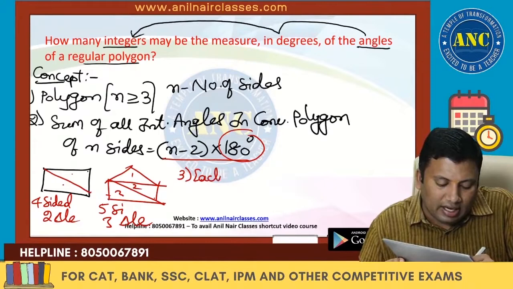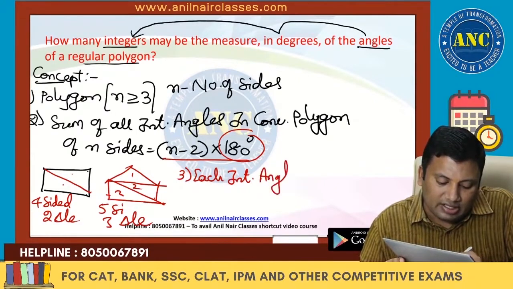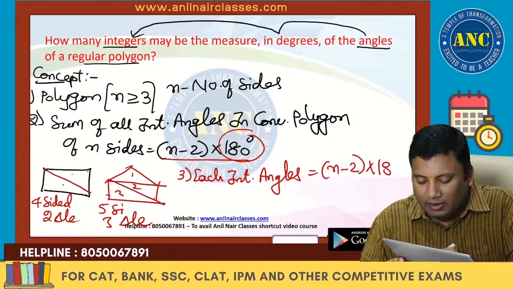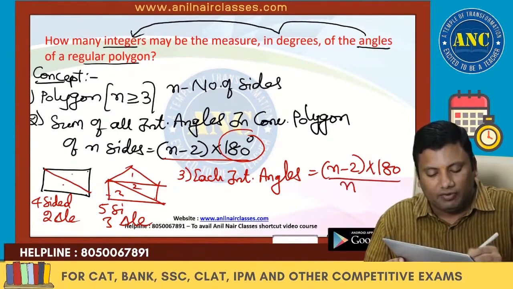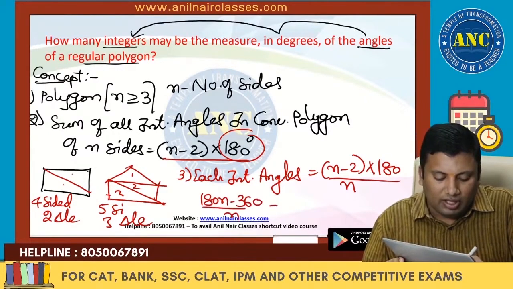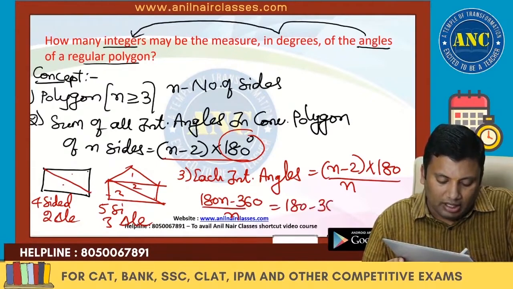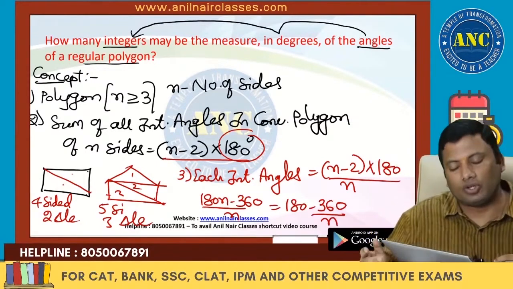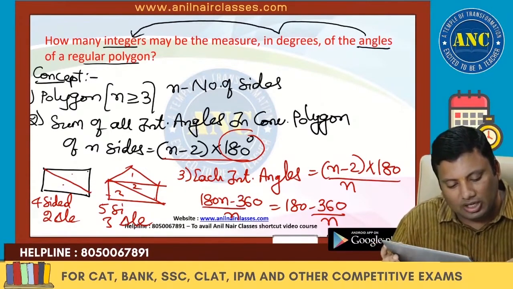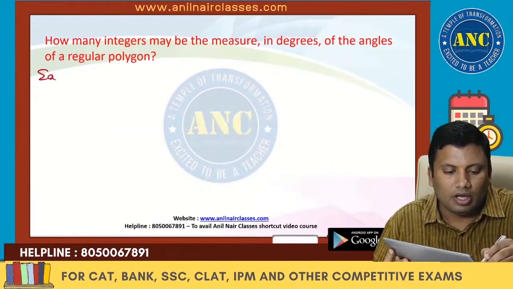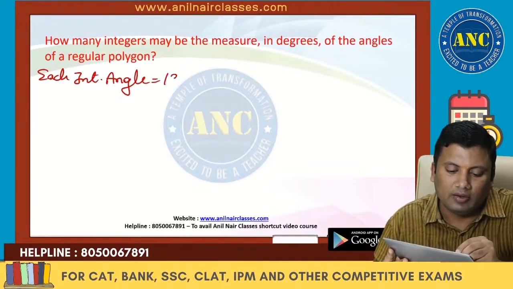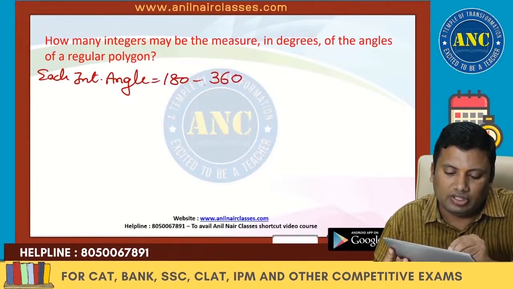For n sides the sum is n minus 2 into 180. Each interior angle is n minus 2 into 180 by n. This is nothing but 180n minus 360 by n, which is 180 minus 360 by n. This is a question based on geometry. Each interior angle is given by 180 minus 360 by n.